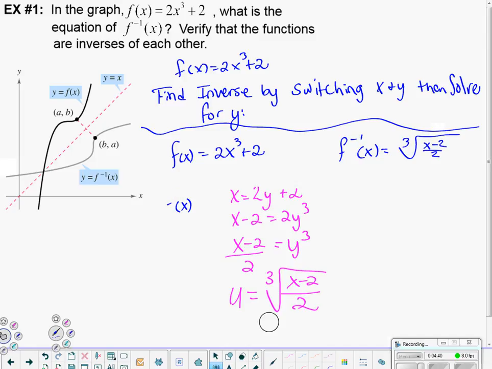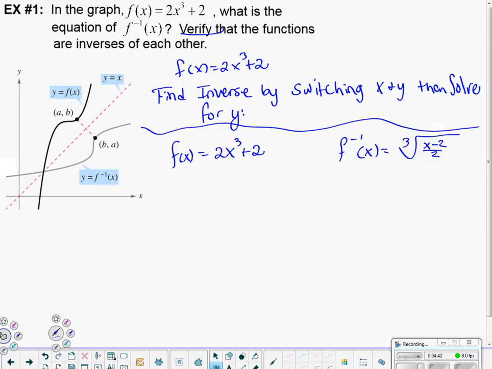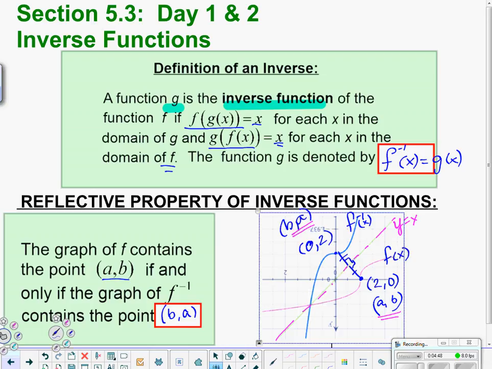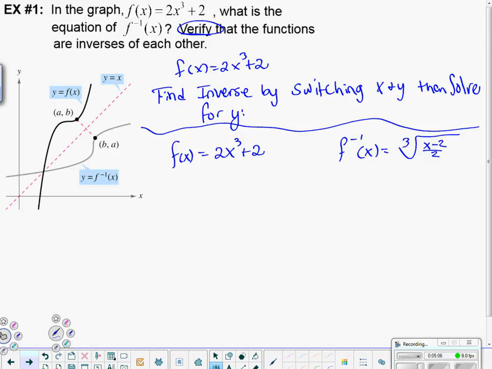So what they asked us to do was to verify that these functions are indeed inverses of each other. Do you know how to do that? Well, this definition of an inverse describes it for us. It said a function is an inverse if f evaluated at g of x equals x, and the reverse is true. So what I've got to do is build a composite function f of g, see what I get there. I should get x, and g of f, I should get x. So let's see if that's true.